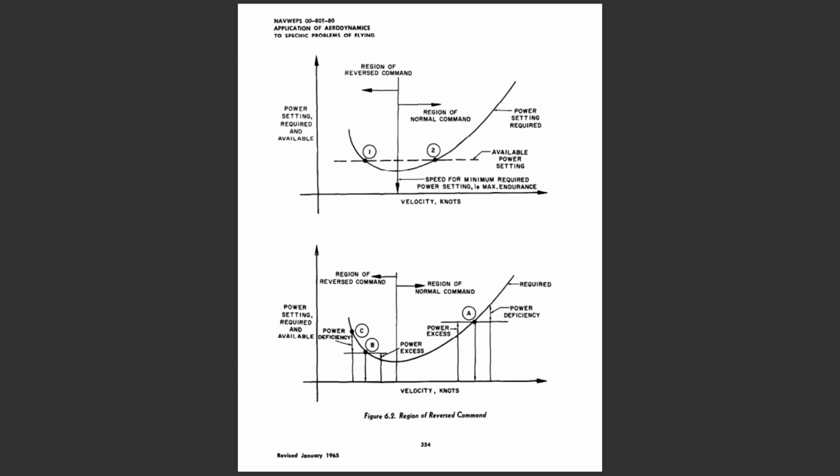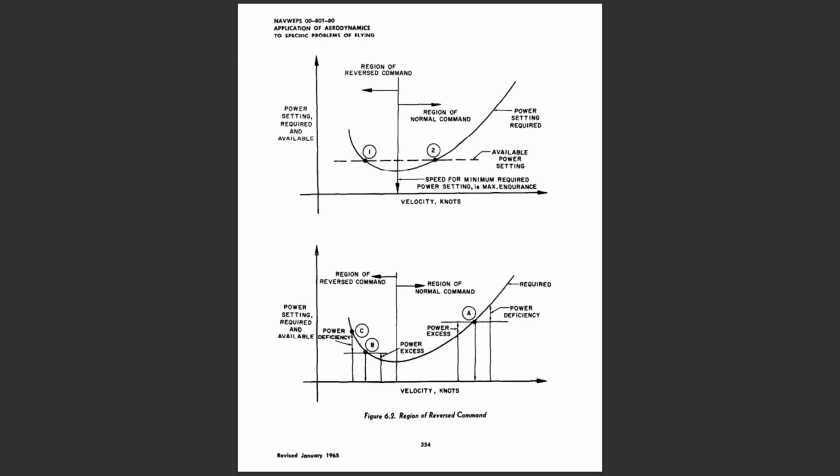However, flight in the region of normal command can lead to some unusual and erroneous impressions regarding proper flying technique. For example, if the airplane is established at point A in steady level flight, a controlled increase in airspeed without a change in power setting will create a deficiency of power and cause the airplane to descend. Similarly, a controlled decrease in airspeed without a change in power setting will create an excess of power and cause the airplane to climb.